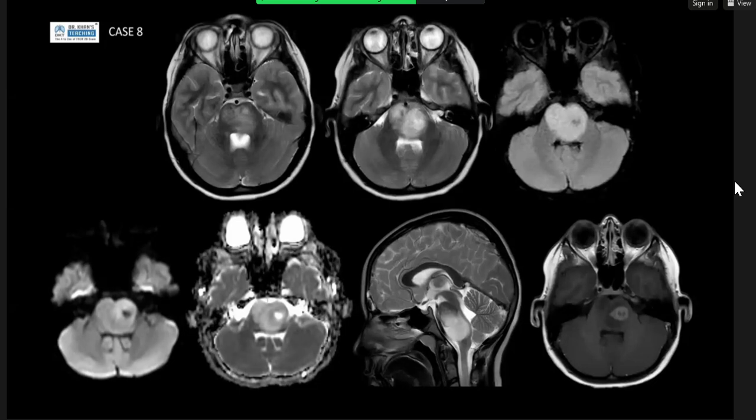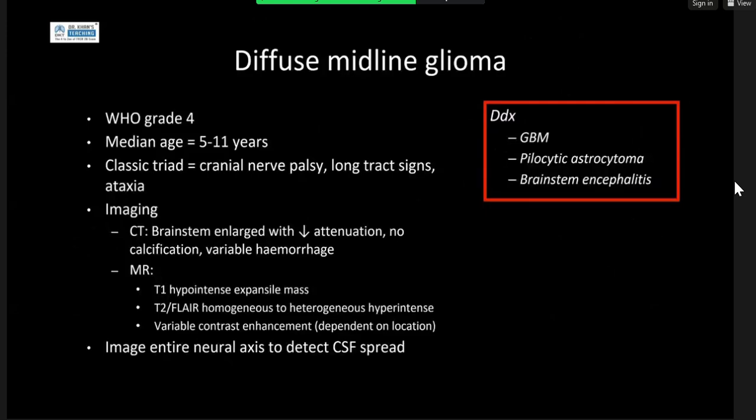So this is due to the location, and you can see how different it is. This is really centered in the brainstem, very midline, with an area of enhancement, possibly representative of central necrosis as well. So quite a heterogeneous signal lesion. And this is a diffuse midline glioma. It's a malignant lesion as well. So with WHO grades, the higher the grade, the more malignant the lesion.